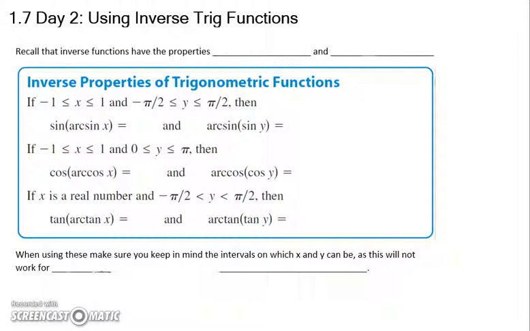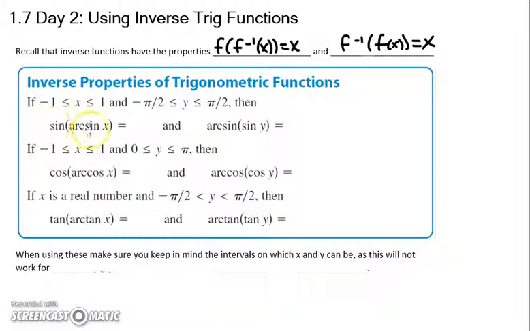Alright, in this video we're going to talk about section 1.7 day 2, using inverse trig functions. So before we talk about using inverse trig functions, let's talk about inverse functions in general. Inverse functions have the property, if we remember, that f of f inverse of x equals x, and f inverse of f of x also equals x. So that's going to apply to our inverse trig functions.